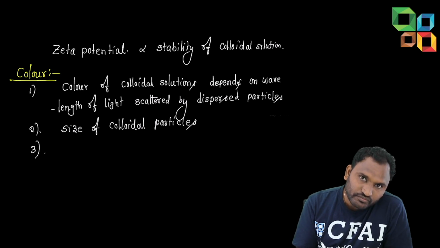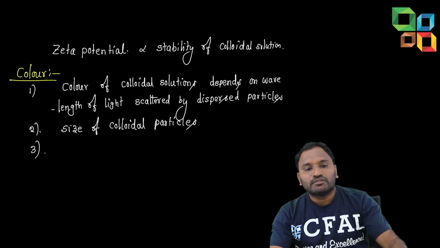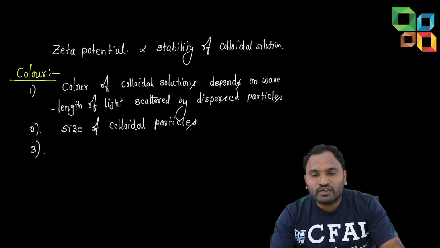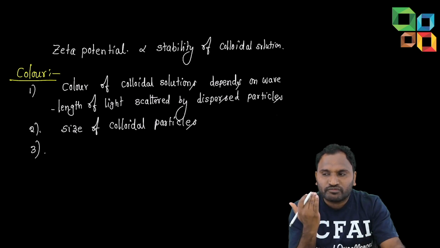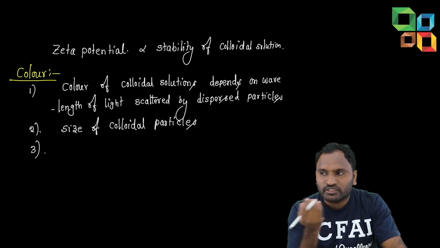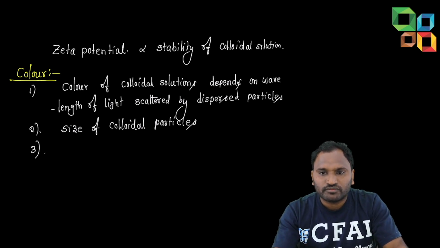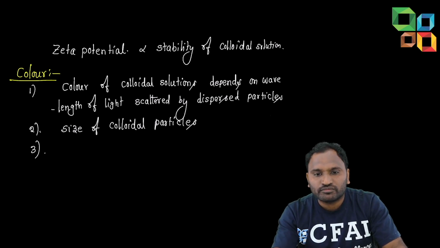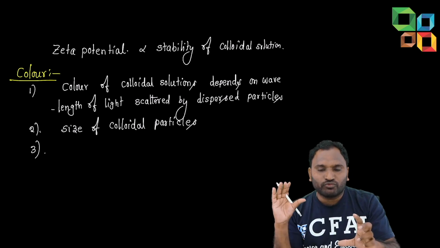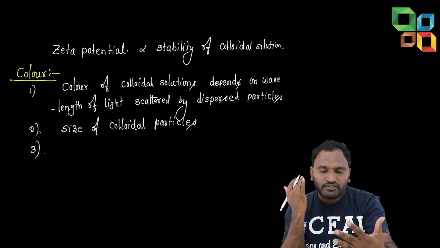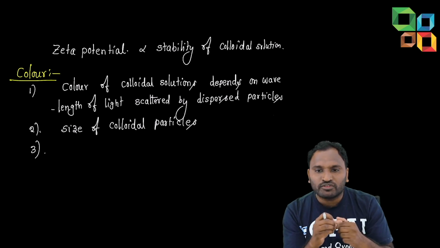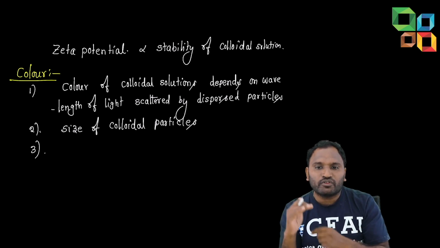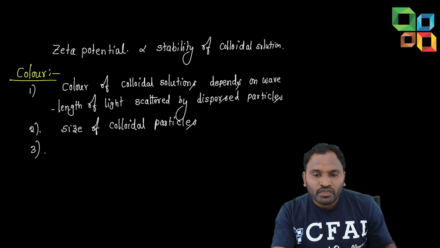Next, the color of colloidal solutions also depends on the direction in which the observer receives the light, the way he receives the light. There are two types. One is reflected light, through which we can see the color. Another is transmitted light.